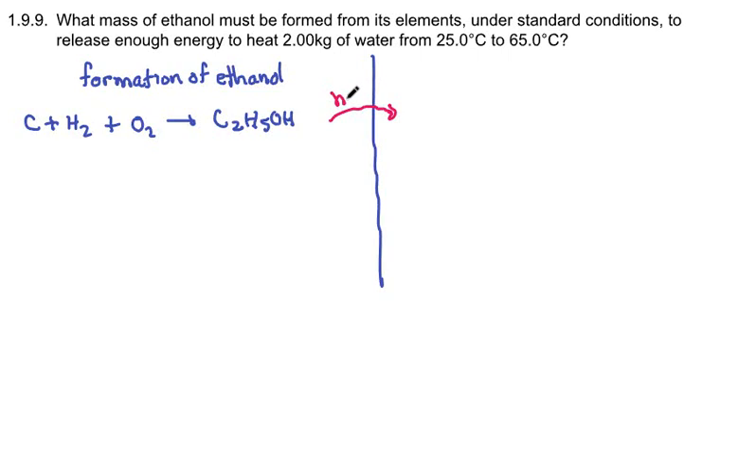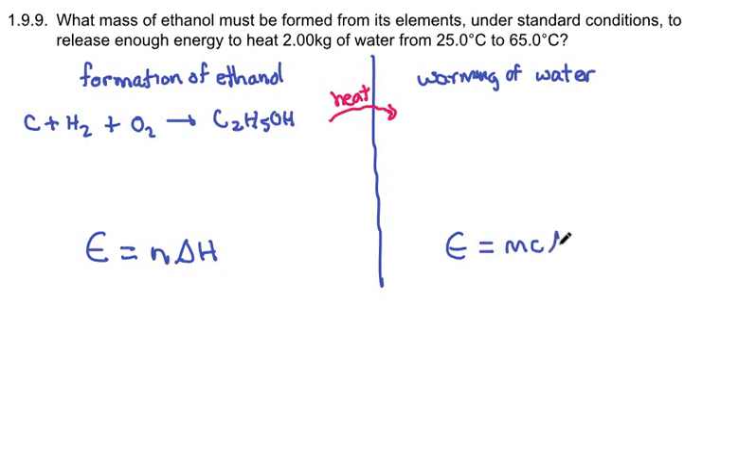Then all that heat is going to be used to heat up some water. Warming of water. The formula that tells us how much heat comes out of a chemical reaction is energy equals N delta H. The formula that talks about the heating of water is energy equals MC delta T. And these two E's are going to be the same number.